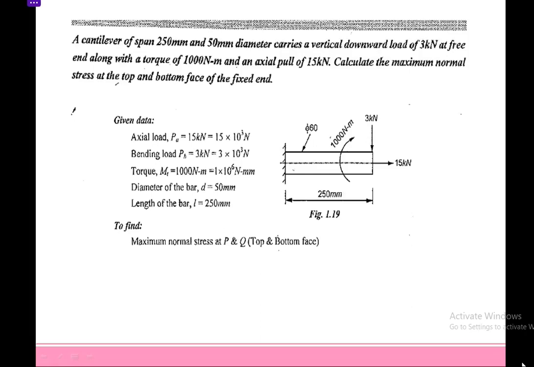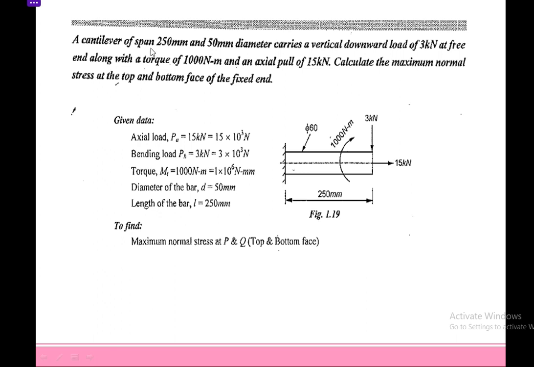So hello everyone. In this class, we are going to discuss the calculation of a normal stress, otherwise called a principal stress, in a cantilever beam. Here it is a simple problem. A cantilever of span, which means length. The cantilever beam is there.